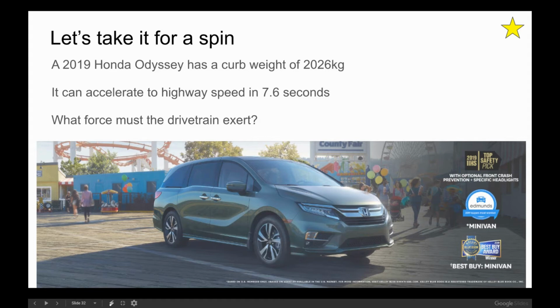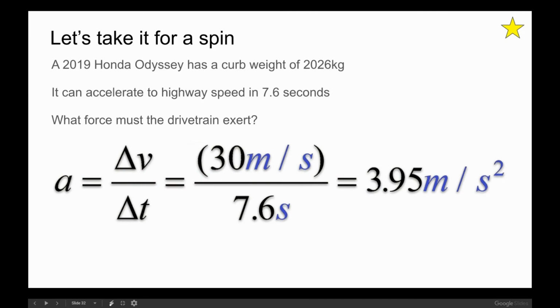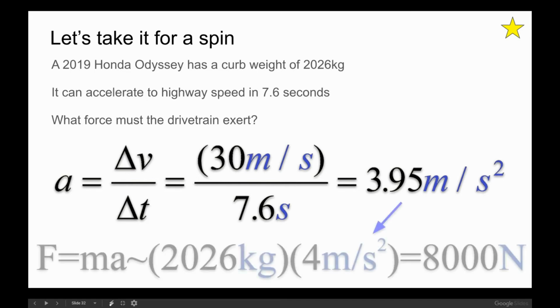Step 1, we have to calculate our acceleration in this problem. Since I told you the vehicle starts from rest, you don't need to do 30 meters a second minus 0. That's kind of implied. And we get an acceleration of 3.95 meters per second squared. We're all friends here, so we can substitute 4. Rounding severely again, I get 8,000 newtons.